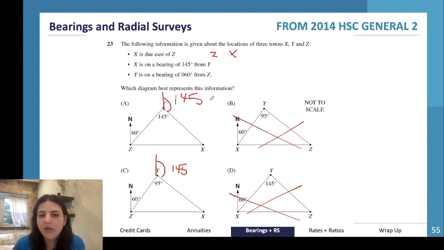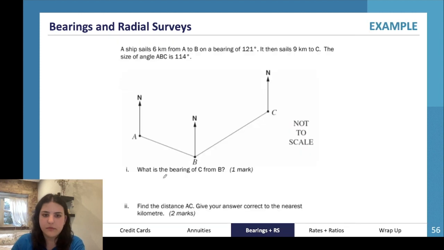Y is on a bearing of 60 degrees from Z. This is Y. Z, we've got, okay, 60 degrees, 60 degrees. So we have to work it out from this piece of information. Now, if X is on a bearing of 145 degrees from Y, it means that this angle has to be 145. Now, if this one's 145 and this one is 120 because it's the internal opposite to 60, making out 180, it cannot be A. So therefore, C has to be our answer.